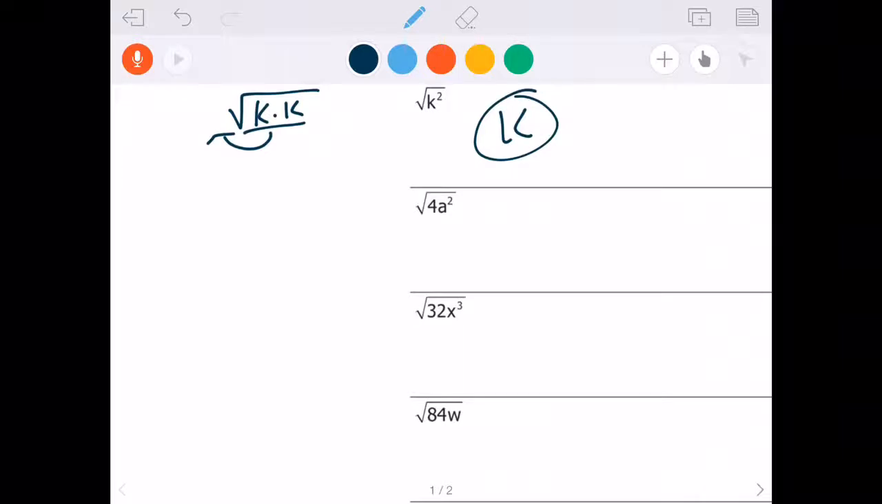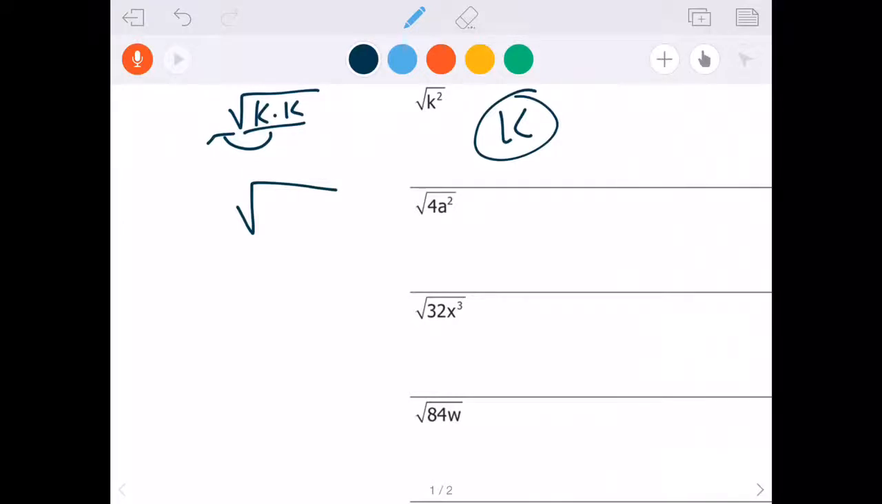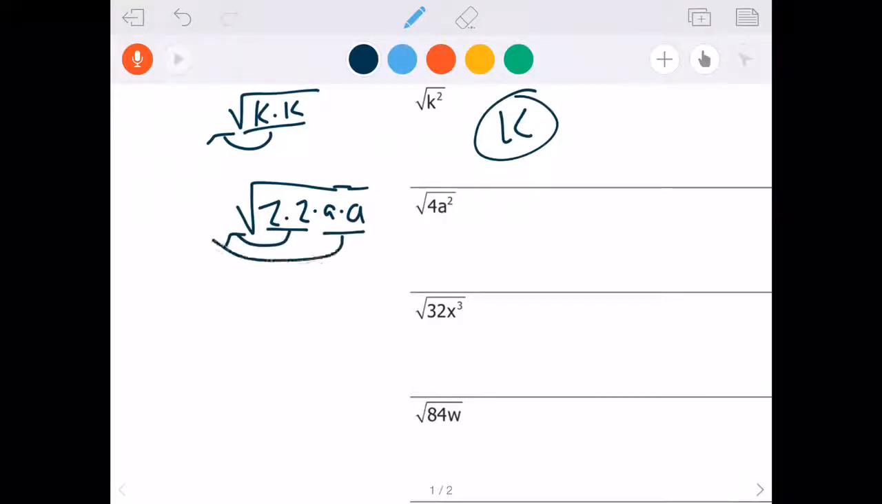Let's look at the second one, the square root of 4a squared. So the square root of 4, you probably already know what the square root of 4 is, but let's just write it out. 4 is 2 times 2, and then we have a times a. So we have a pair of 2's, and we have a pair of a's. So again, we're bringing out everything from underneath the radical symbol. So your final answer is just going to be 2a.